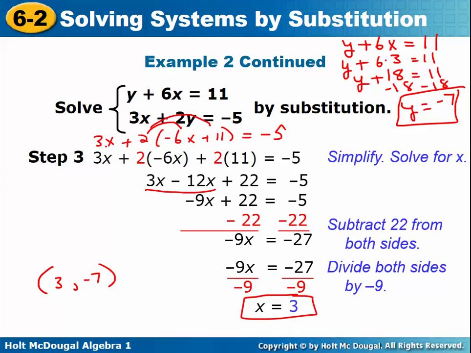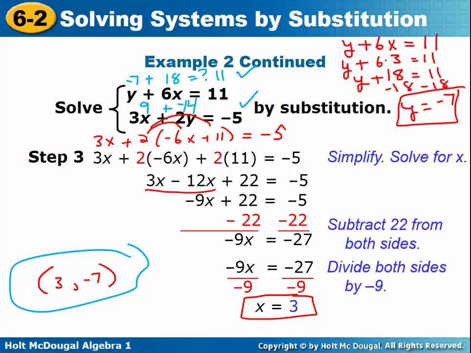So now that you know what x is, you know what y is, you write this as a coordinate pair, and then you check. Now when you check, you don't have to show all of your work. You can kind of check in your head or off to the side. So on the first equation, I would have negative 7 plus 6 times 3, that'd be 18. Is that equal to 11? Negative 7 plus 18, yep, that checks. Then in the second equation, I have 3 times 3, that's 9, plus 2 times negative 7, that'd be negative 14. Is 9 plus negative 14 equal to negative 5? Yep, that checks. So now you know that this is the correct solution to your system of equations.